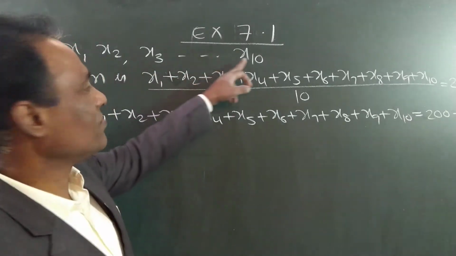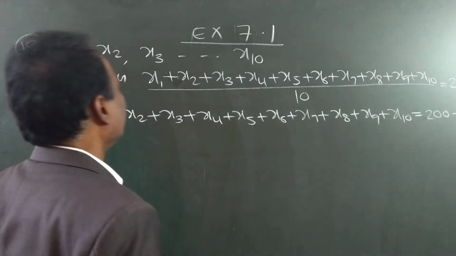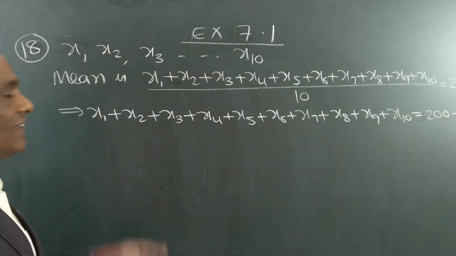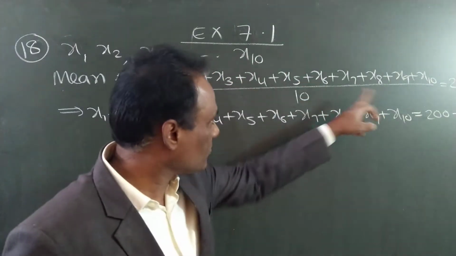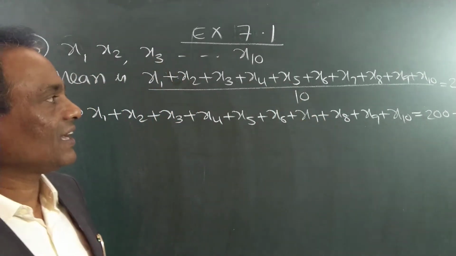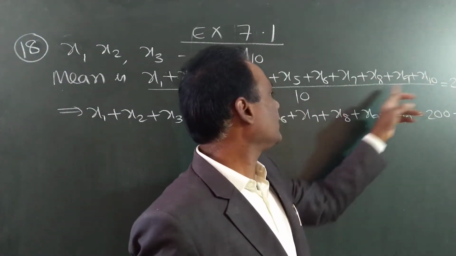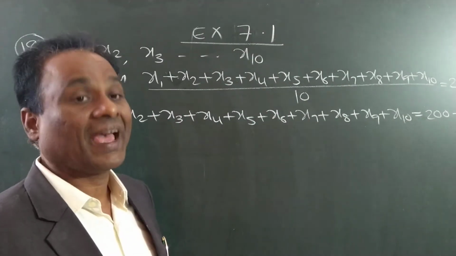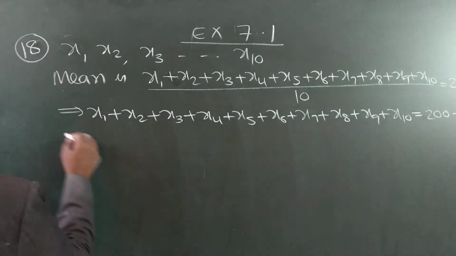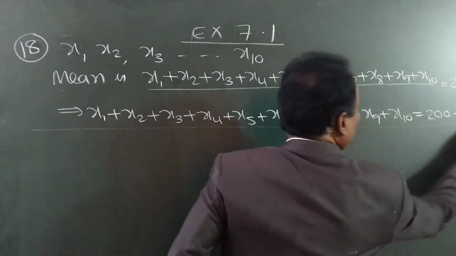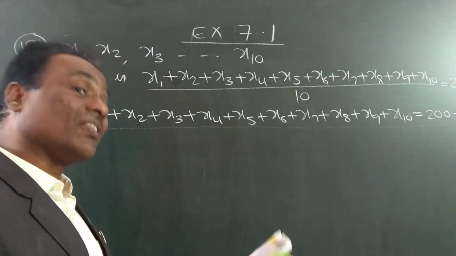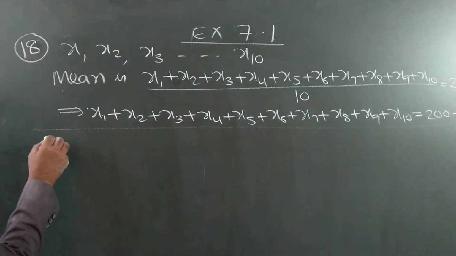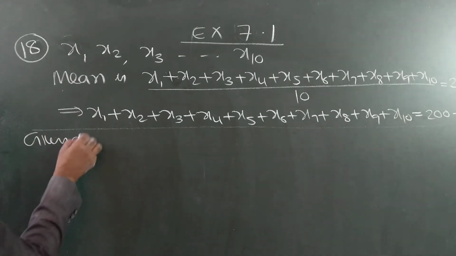See, these are the given numbers, up to 10. So its mean is the sum of all the numbers by 10. The answer is 20. 10 into 20 is 200. Leave it. The actual question is, we are asked to find the mean of these numbers. See, given data, see here.